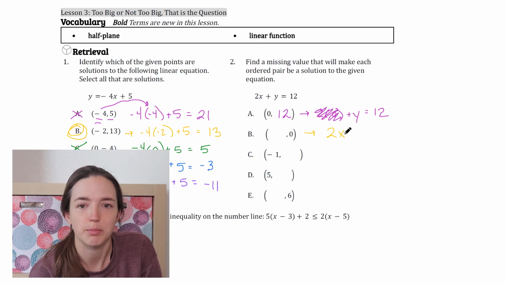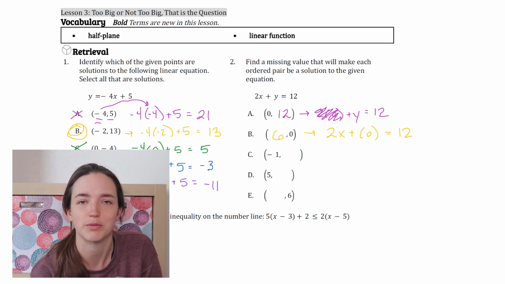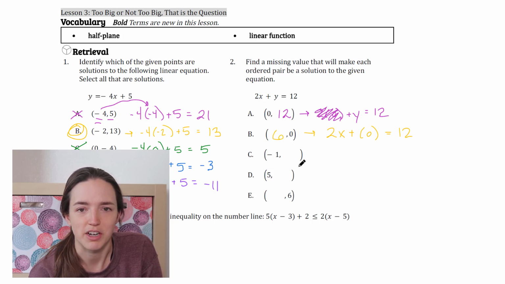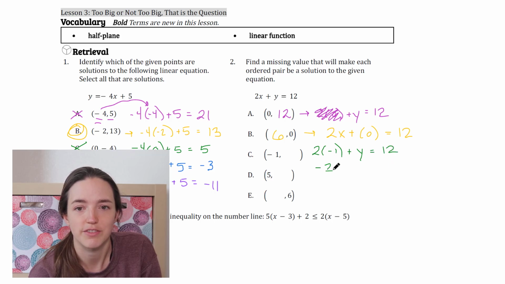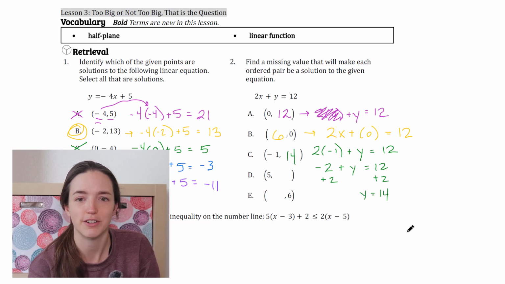Okay, 2x plus, this time we put in 0 for y. So that all goes away. 2x equals 12. X would have to be 6. 2 times 6 would give us 12. All right, let's see if it gets more complicated now. X, we're putting in -1. So 2 times -1 plus y equals 12. Okay, so that's like -2 plus y equals 12. If I were to solve for y here, I'd be adding 2 to both sides. Y would be 14. All right, couldn't quite do that one in my head.